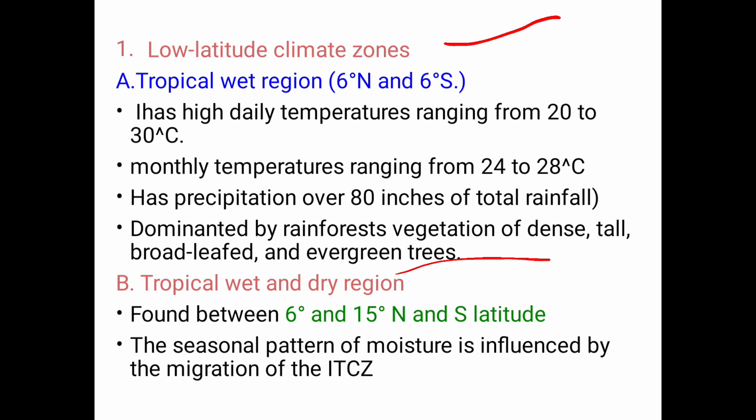1. The tropical wet region is geographically located between 6 degrees north and 6 degrees south, which means this has high daily temperature which ranges from 20 to 30 degrees Celsius. Monthly temperature ranges from 24 to 28 degrees Celsius. It has high precipitation that reaches about 80 inches of total rainfall.